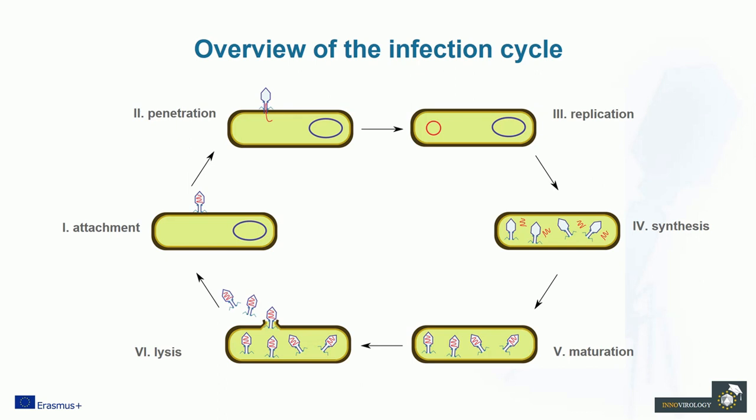The phage DNA is replicated and phage structural proteins are synthesized in the following 2 stages. Afterwards, the phage compounds are assembled and the newly formed mature phage particles lyse the host cell. The virions are released in the environment and can infect new bacterial targets. In the upcoming slides, these different stages of the infection cycle will be discussed in further detail.